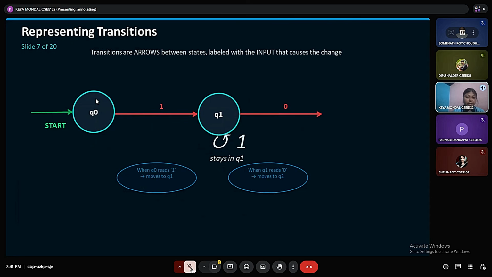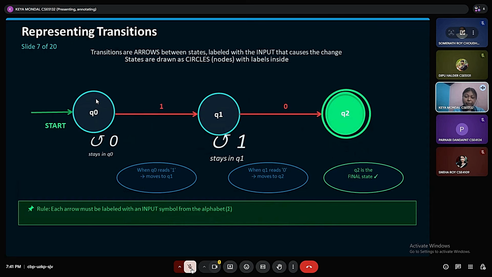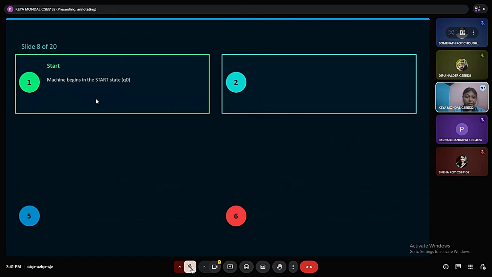Q0 is the starting state. We start from here, and in Q0 we put the input 1, and then it goes to Q1. And Q0 with input 0 stays in Q0. Then for Q1, we put the Q1 input, and it has a self loop. And Q2 is the final state, represented by the double circle. This is slide number 8.